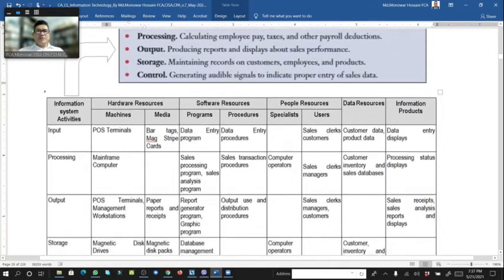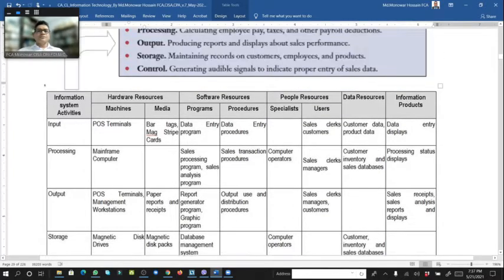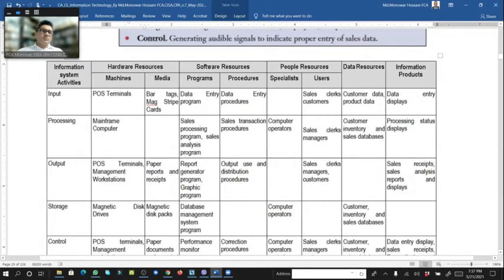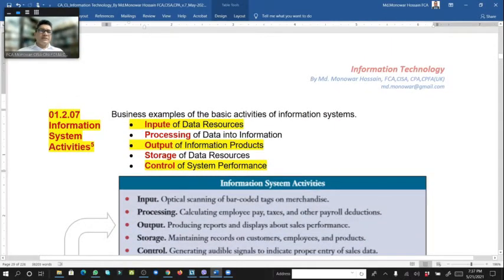And if we look at this chart, all the resources, that means the 5 resources of an information system, and the activities are included in this chart. Look in the upper side: hardware resources are machines and media. Software resources are programs and procedures. People resources are specialists and users. Data resources and information products. And on the left side: input, processing, output, storage, and control.